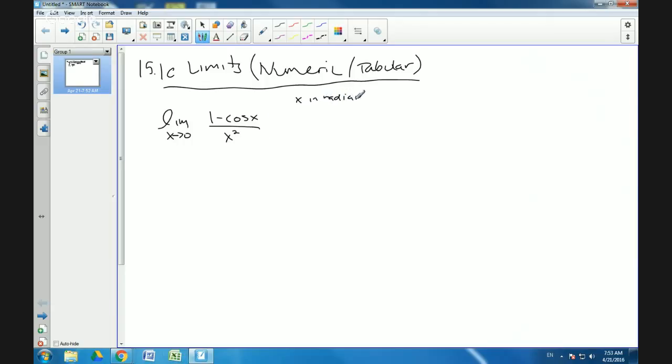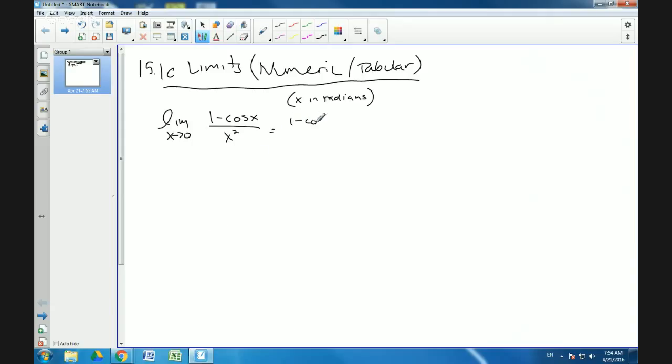So make sure your calculators are in radians mode. Next year, if you're in calc, you won't have to worry about changing from degrees to radians. This year we do because there's a trig component. So, okay, what's the first try?